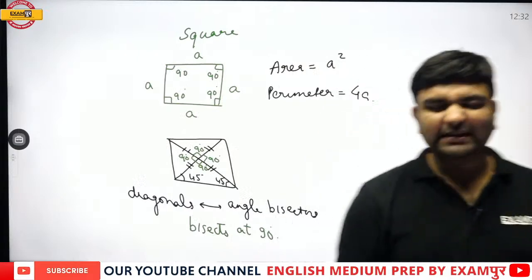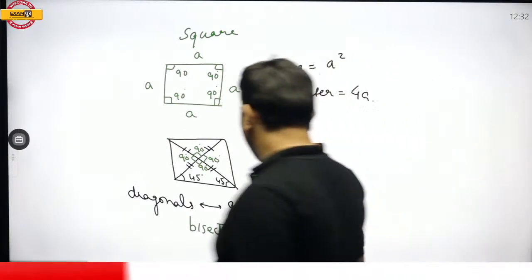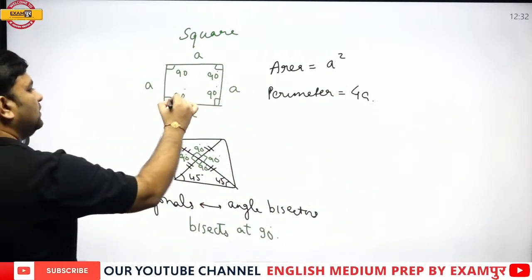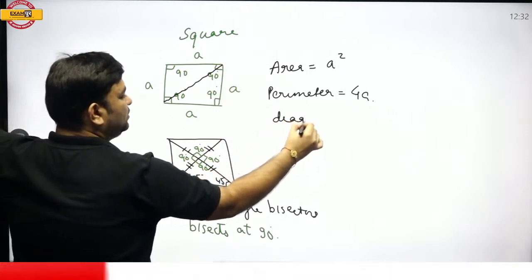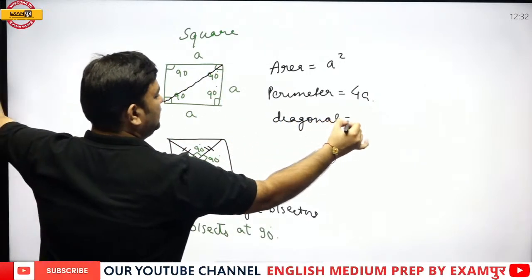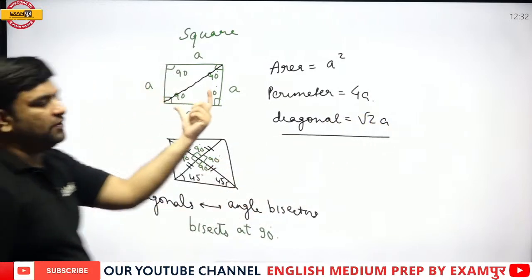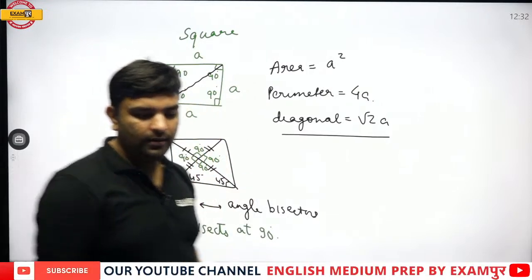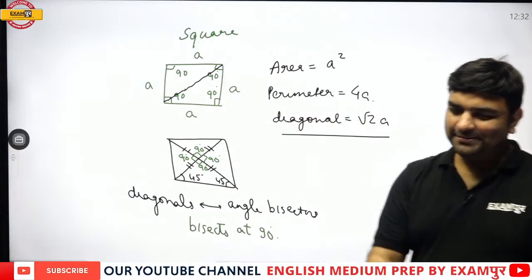Anything else, guys? Yeah. The length of diagonal is root 2 times of a. If this is a, this is a, this is a right angle triangle, this is root 2a. All done, guys?